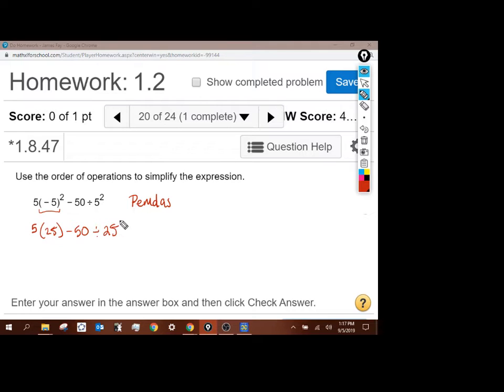Okay. So now what's the next step? Lindsay? Multiply the 5 and the 25. So that gives us 125. Minus 50. Divided by 25. And now what? Lindsay? Say again? 50 divided by 25. Good. So 125. 50 divided by 25 ends up being 2, right? And then that's going to give us 123.